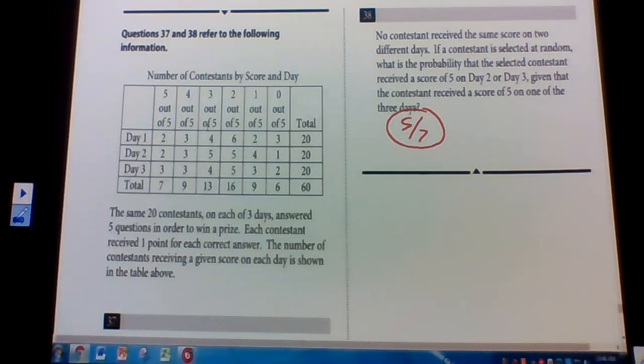38? Yes, 5 over 7, or 0.714. Okay. Yep, and that's the calculated part of practice test number 7.